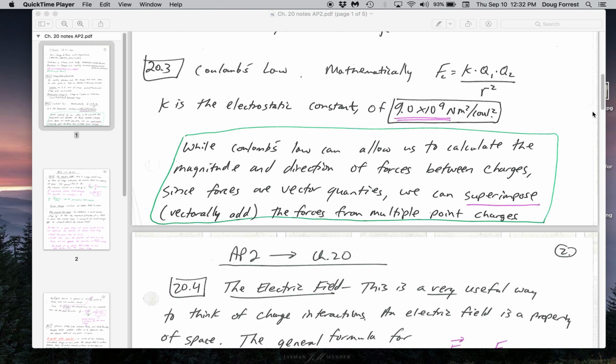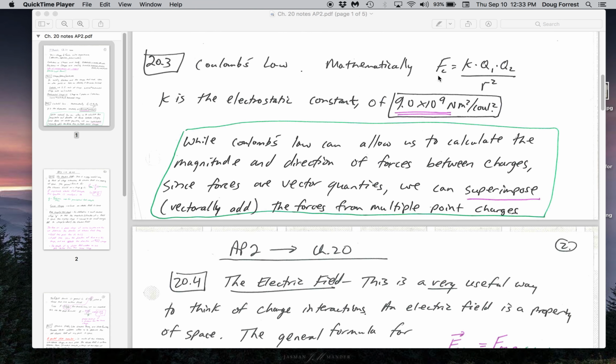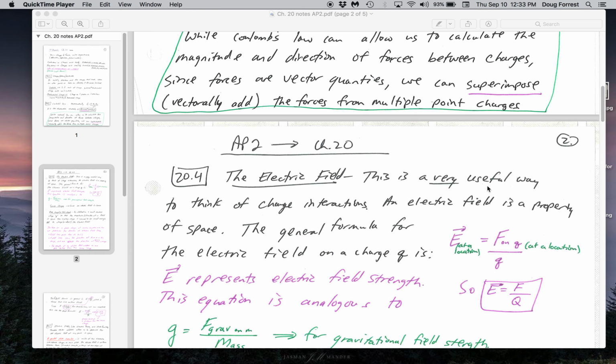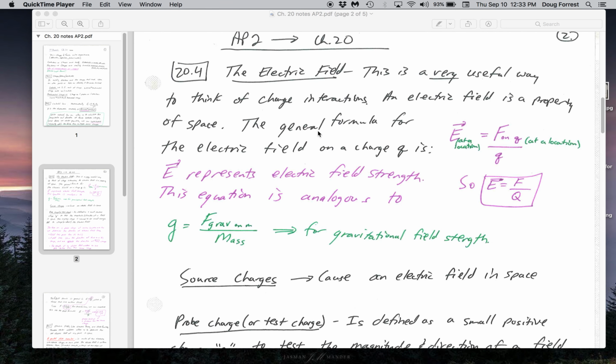And while Coulomb's law will let us calculate the magnitude and direction of forces, since forces are vector quantities, we can superimpose these. So we can have multiple charges interacting with each other, and the vector sum of those forces would be the resultant force. Newton's laws still apply. So we think of Newton's first law, second law, third law. Really, this is going to be an interactive set of forces between two charges. We'll talk about that in class probably after the reading quiz if we haven't already done so. Section 20.4 is the electric field.